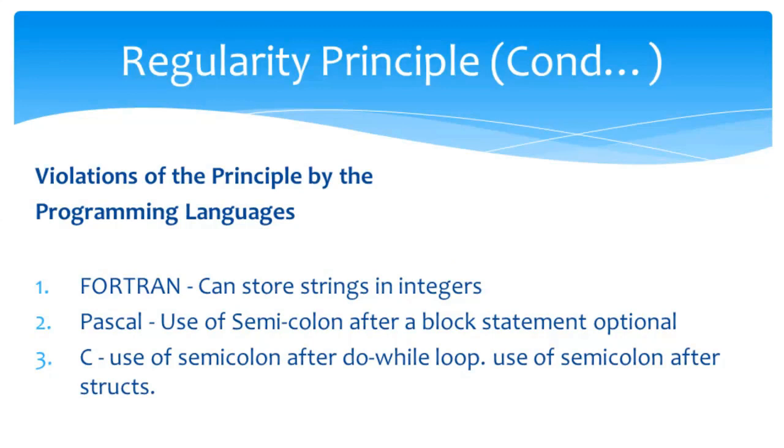FORTRAN can store strings in integers. In FORTRAN, there is no type checking mechanism. So, if we get an error, it is difficult to catch it. In Pascal, use of a semicolon after a block statement is optional. We can either use it or not. As well as in C, use of a semicolon after a do-while loop, and use of a semicolon after structs.